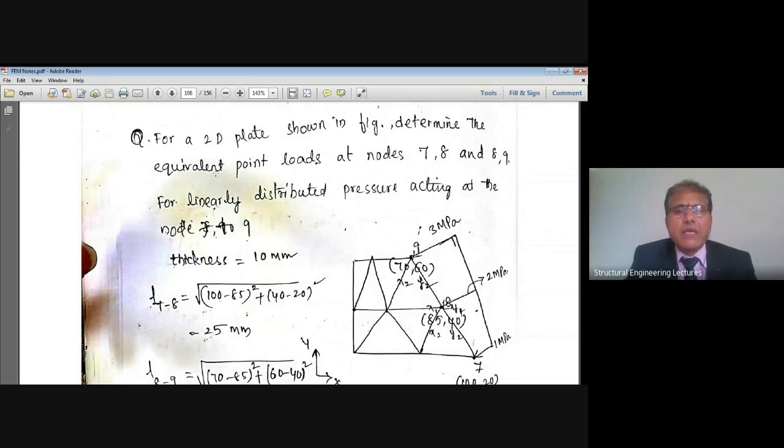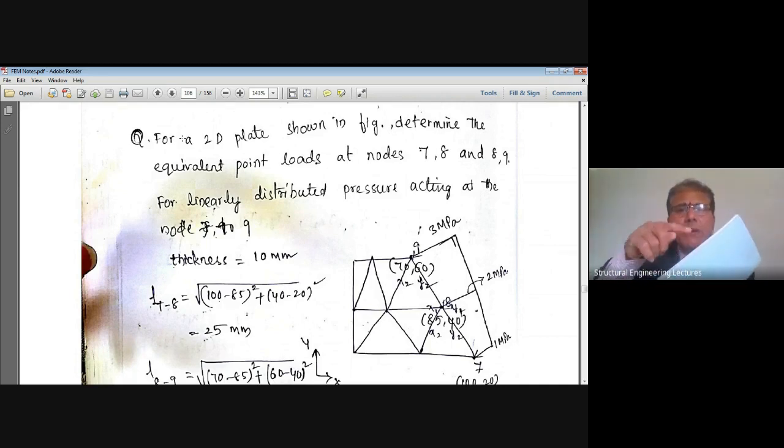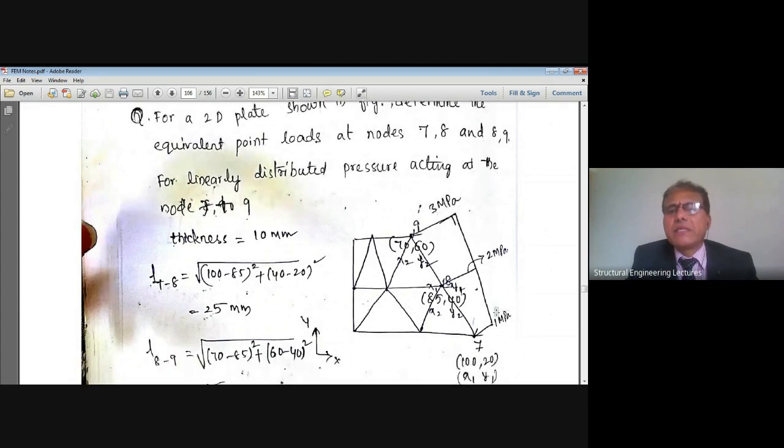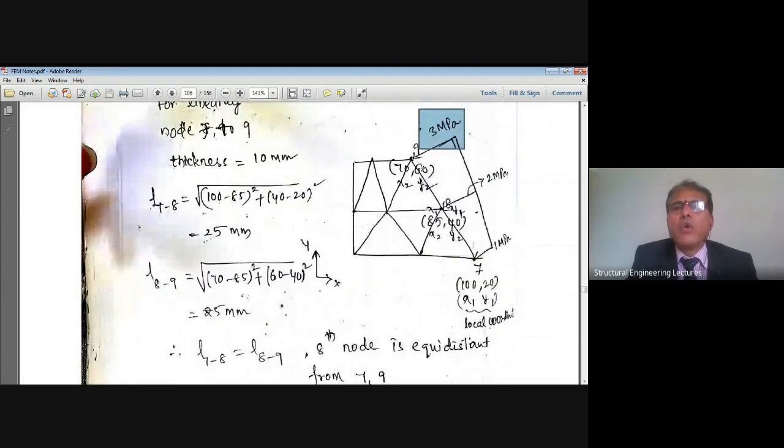Now let us see an application of this concept using this problem here. For a 2D plate shown in the figure, determine the equivalent point loads at nodes 7, 8 and 9, for a linearly distributed pressure force acting on nodes 7 to 9. It is linearly increasing from an intensity of 1 MPa at node 7 to an intensity of 3 MPa at node 9.